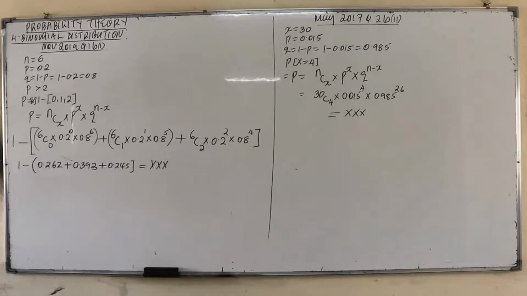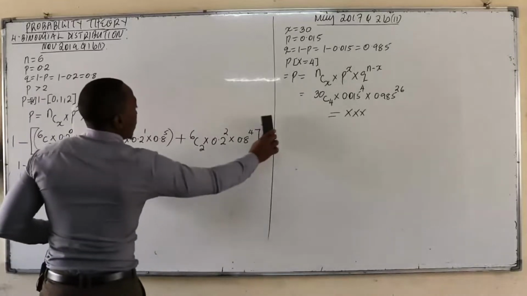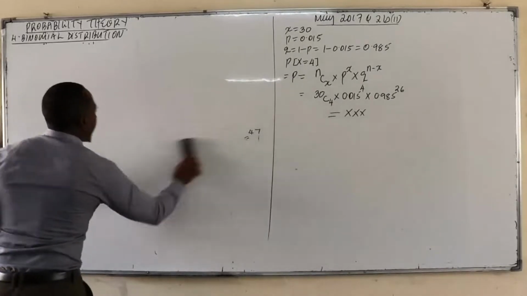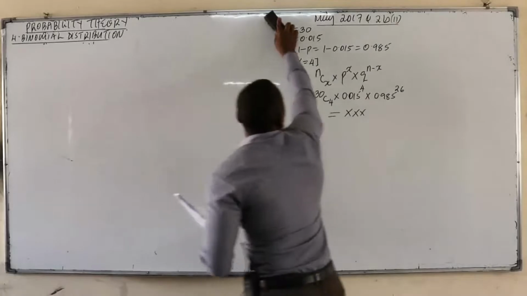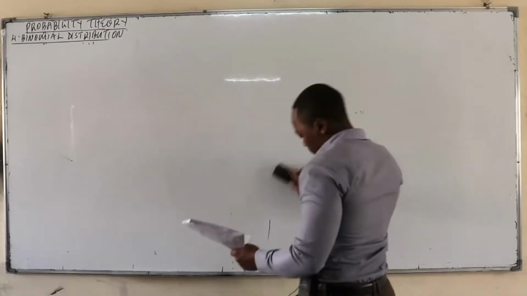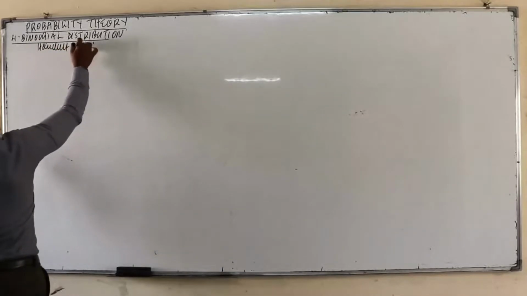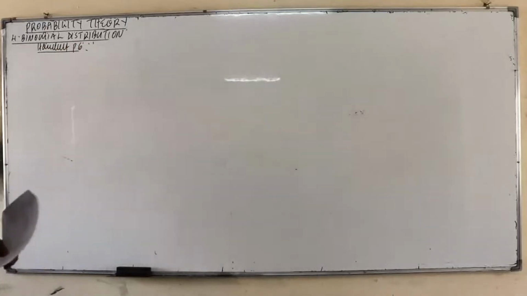Handout. I want us to do another illustration from the handout, handout page 6. There is that question on binomial distribution.